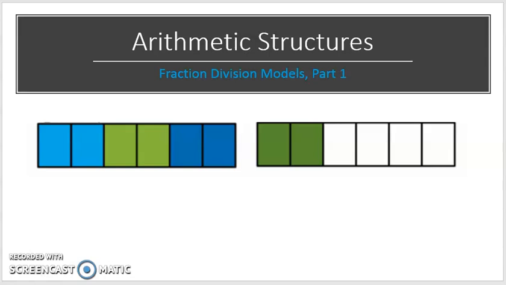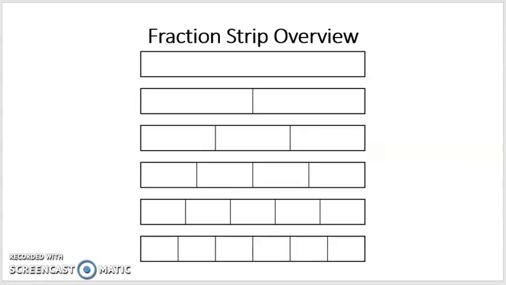Hi everyone. In this video we're going to introduce the notion of fraction division using fraction strips and repeated subtraction. As we've seen several times in the class, fraction strips are just strips of paper that you divide into sections. You've got the whole, which has no divisions, divided into two pieces, each piece being a half, divided into three pieces, each piece is a third, and so forth.